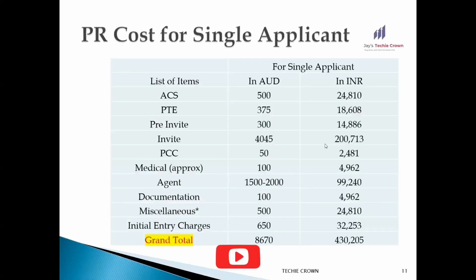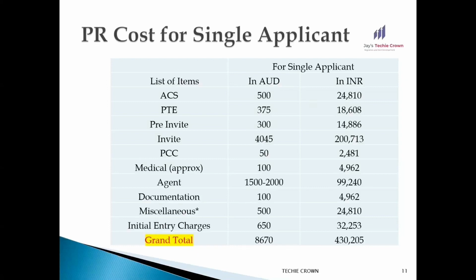Here is the PR cost for a single applicant. I have given the detailed cost involved in the PR process for a single applicant. For ACS, it might be 500 AUD. In case he is going through a different assessment board, then the cost might differ. Similarly, for language test, pre-invite, invite, these are the costs. In case he is applying for 189, then the pre-invite cost may not be involved.